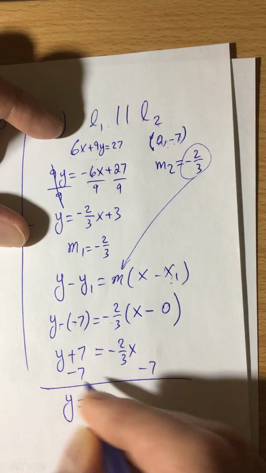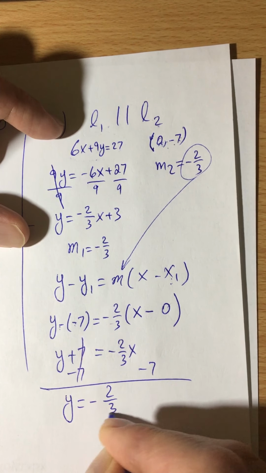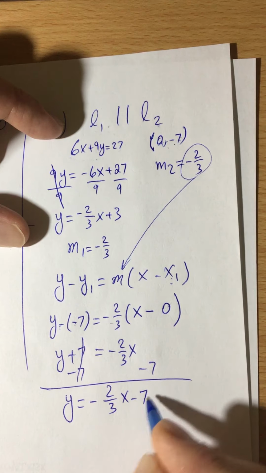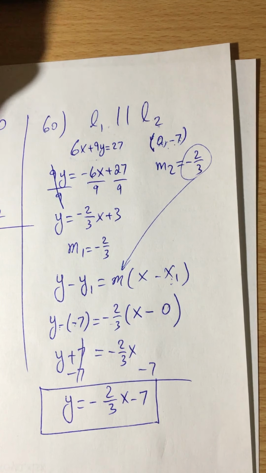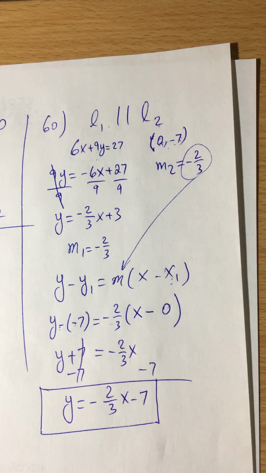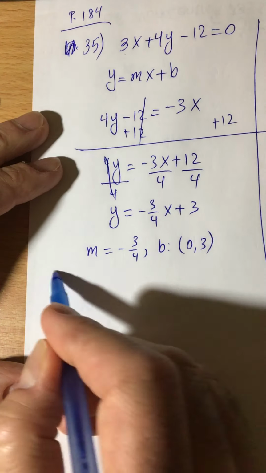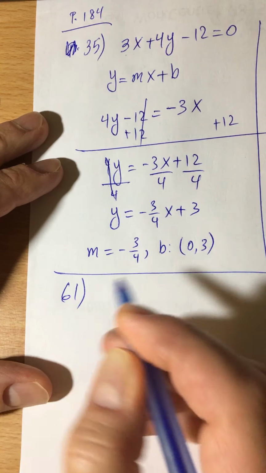And voila, I get my equation. So this is the equation of the second line. As you can see, the slopes are the same. Okay, all right, very good. Next problem is 61. Problem 61, very similar.